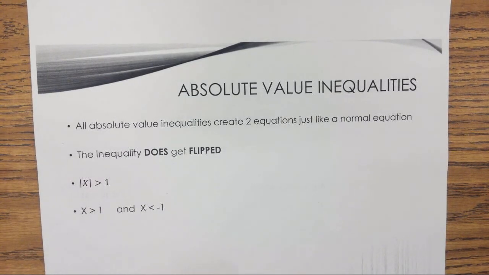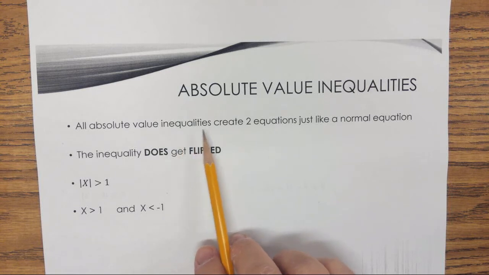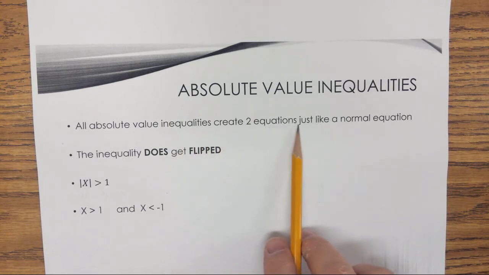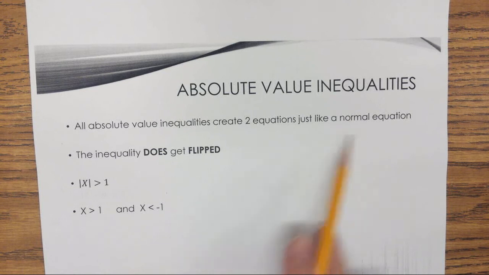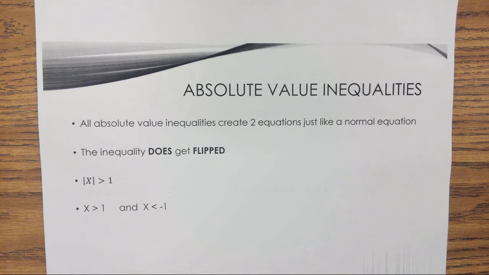All absolute value inequalities create two inequalities, just like the normal absolute value equations. So if you remember, when you're solving absolute value equations, it makes two separate equations. Same way with the inequalities. The little difference here is that the inequality will get flipped for the second equation. So it's kind of like multiplying by a negative.